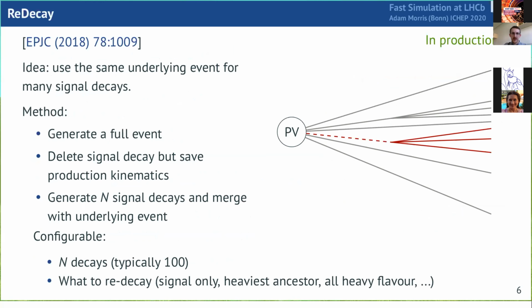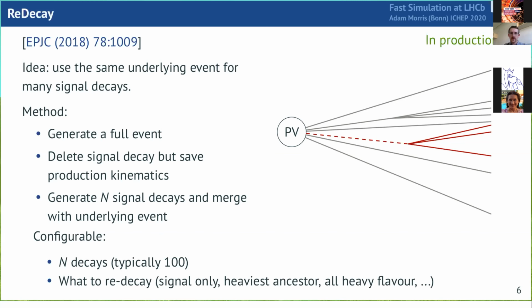A more advanced version of this is ReDecay, where you do have an underlying event, but you use it many times for many signal decays. The idea is that you generate one full event, you delete your signal decay, which I've shown here as a bunch of red lines, and you can generate several further signal decays and merge them with the same underlying event. This is configurable to generate as many as you like. We typically do productions with 100 decays.